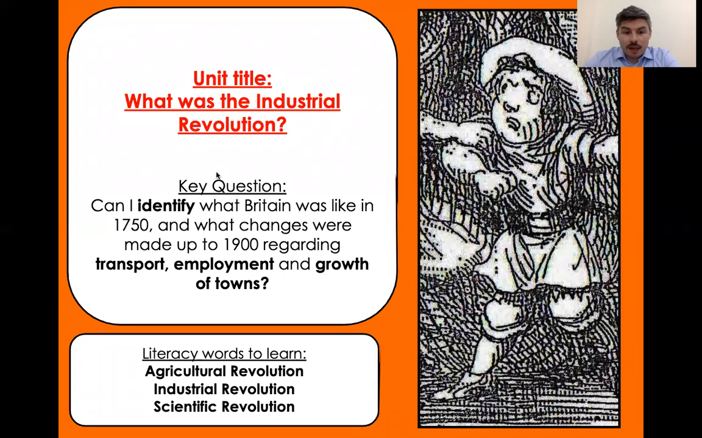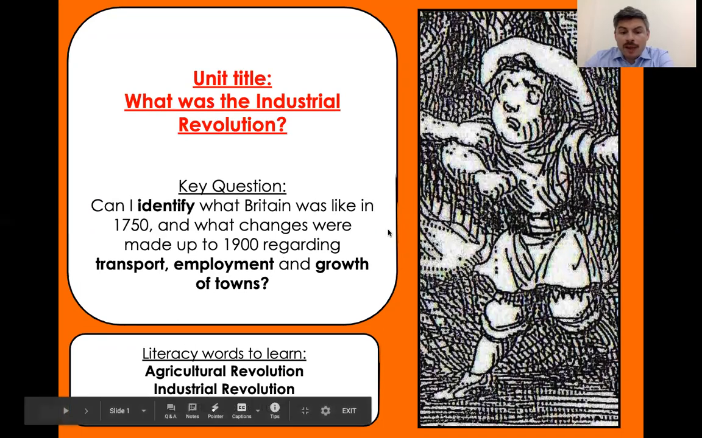So for today, your key question, which I want you to put at the top of your page as usual with the date, is: can I identify what Britain was like in 1750 and what changes were made up to 1900 regarding transport, employment, and growth of towns? So that's what we're going to be looking at today. Changes in Britain from 1750 until 1900. In particular, looking at towns and the way people were living.